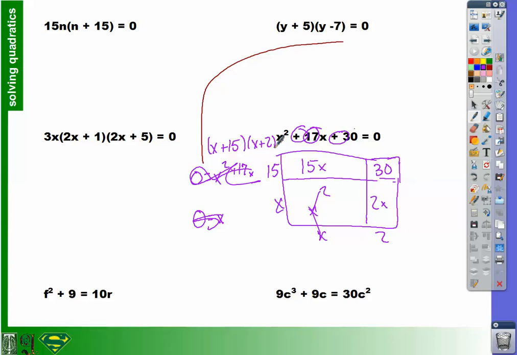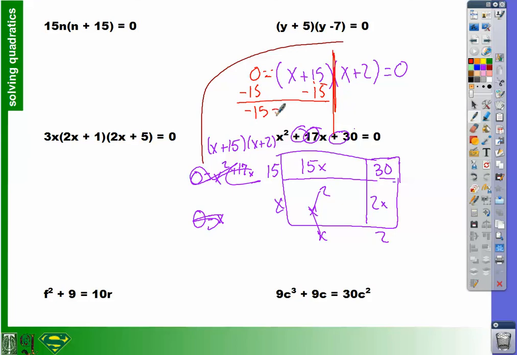So now that we have it in factored form, we know that x plus 15 times x plus 2 is equal to 0. We have it in factored form, and we have it equal to 0. So we can go ahead and solve. So let's break the binomials apart, set each side equal to 0. And so what are we going to do on both sides here to get the x by itself? Subtract 15. Perfect, Stella. Subtract 15. And so I get negative 15 is equal to x.